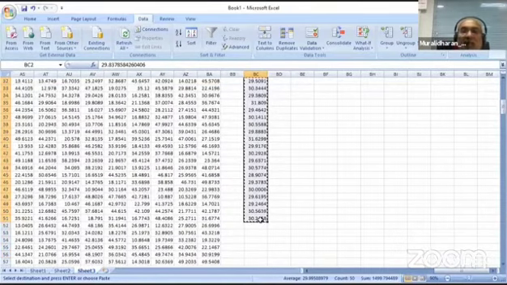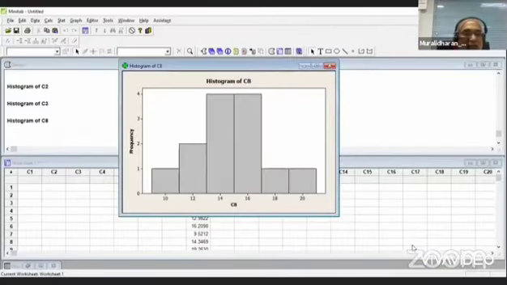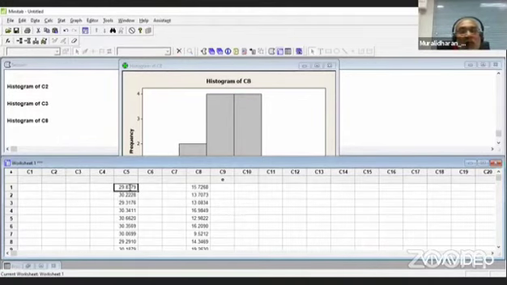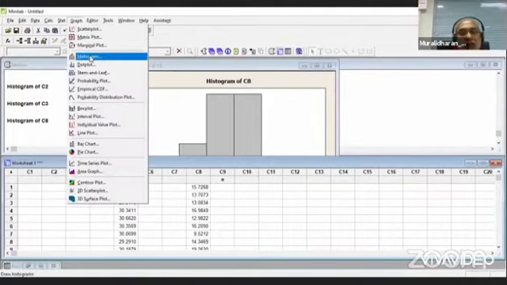Now I'm changing the platform again. Okay, I'm sharing the Minitab again. Let me share the Minitab software again. Okay, so this is the Minitab software. I'm just copying it. Okay, let me draw the graph. So graph, I'll go with histogram.